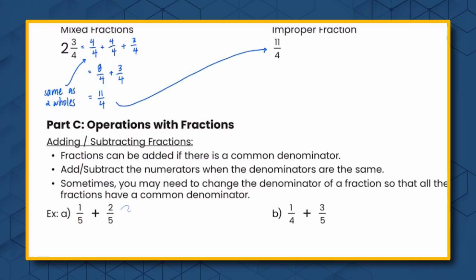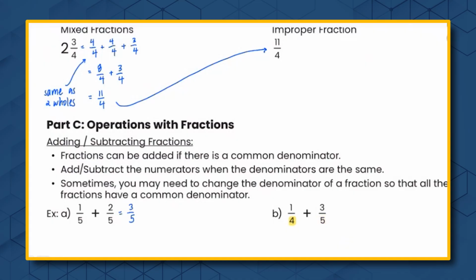So if we take 1 over 5 and we add it to 2 over 5, we will get a total of 3 over 5. Now in part B, we see that it's slightly different. If we compare the denominators, they're different. We have 4 and we have 5.